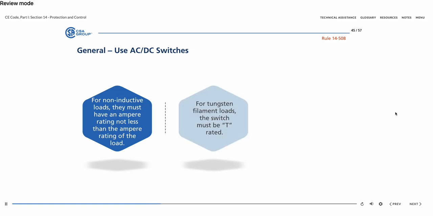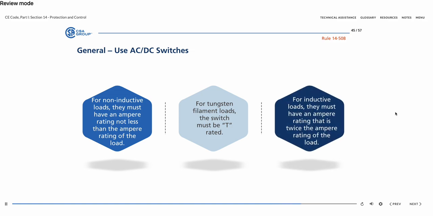For tungsten filament loads, the switch must be T rated. Tungsten filament loads are those created by incandescent lamps. A cold filament has very low resistance, which can create significant inrush current. T-rated switches have been tested to withstand this type of load.